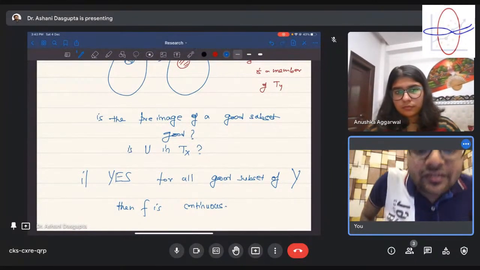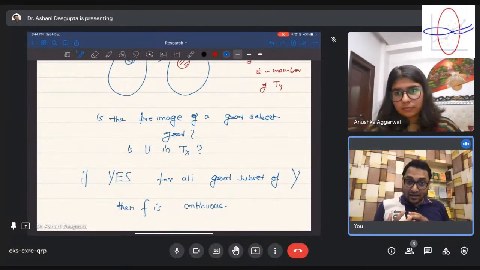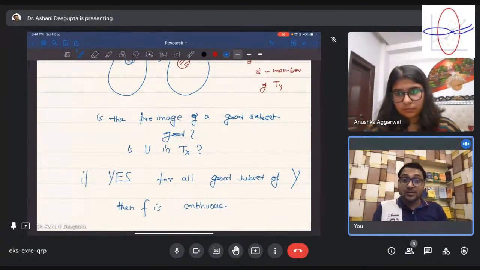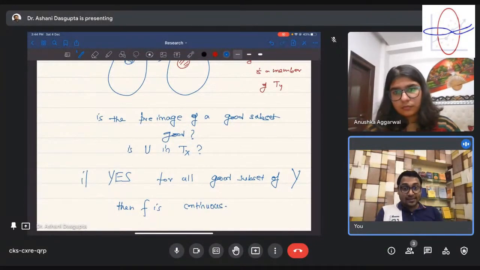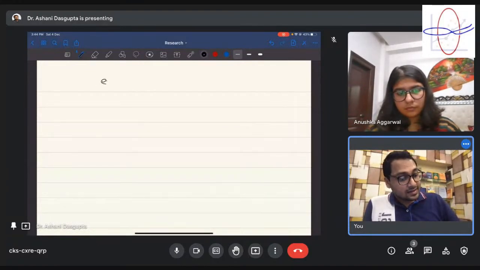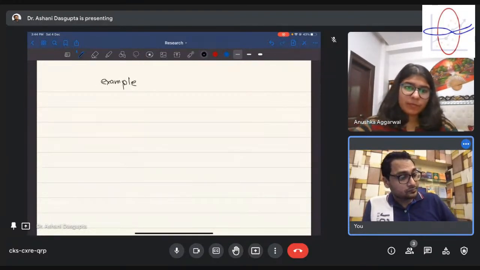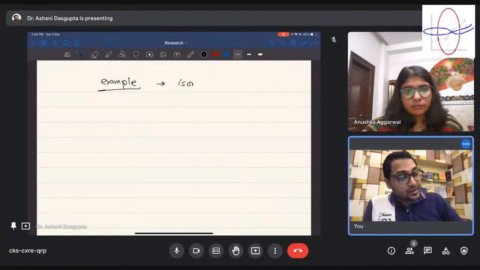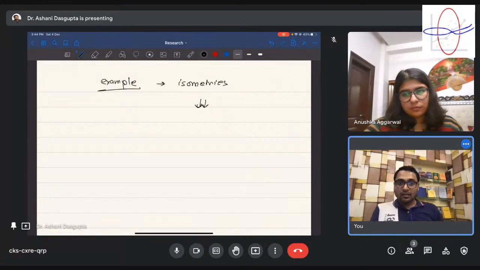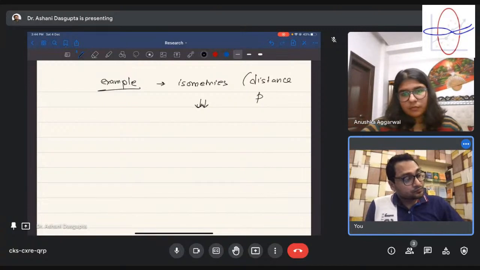So why are we interested? Again, let's come back to this. What are the examples of continuous maps? One type of example of a continuous map, and you can easily show this, are isometries. For example, can you give me examples of isometries in Euclidean plane, Anushka? Distance preserving maps.